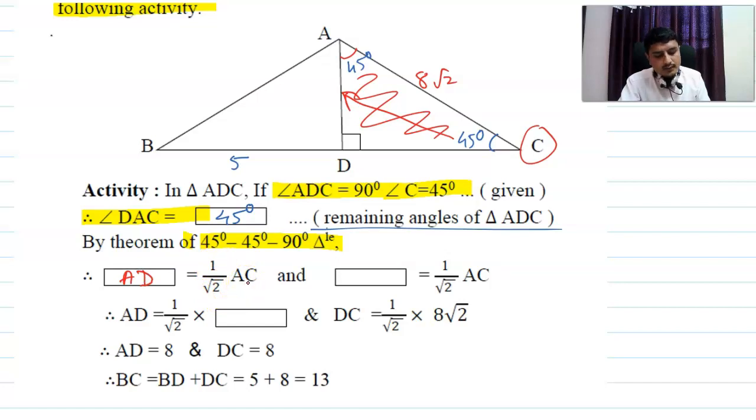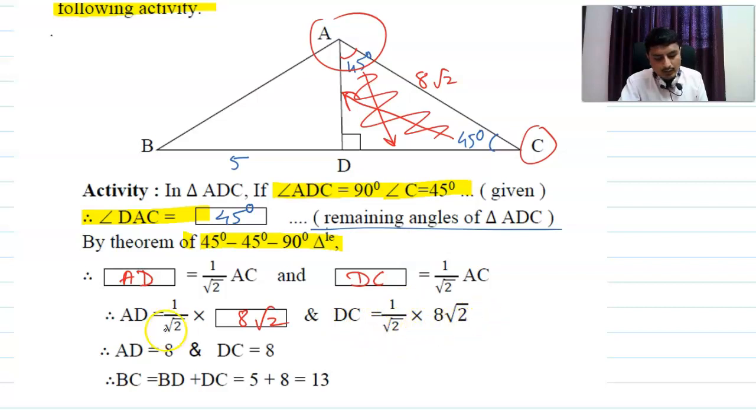And the same thing, choosing angle DAC equals 45 degrees, whose opposite side is CD, or DC, we get DC equals 1 upon root 2 times the hypotenuse AC. So AD equals 1 upon root 2 into the value of AC, which as given is 8 times root 2, and DC equals again 1 upon root 2 into 8 times root 2.